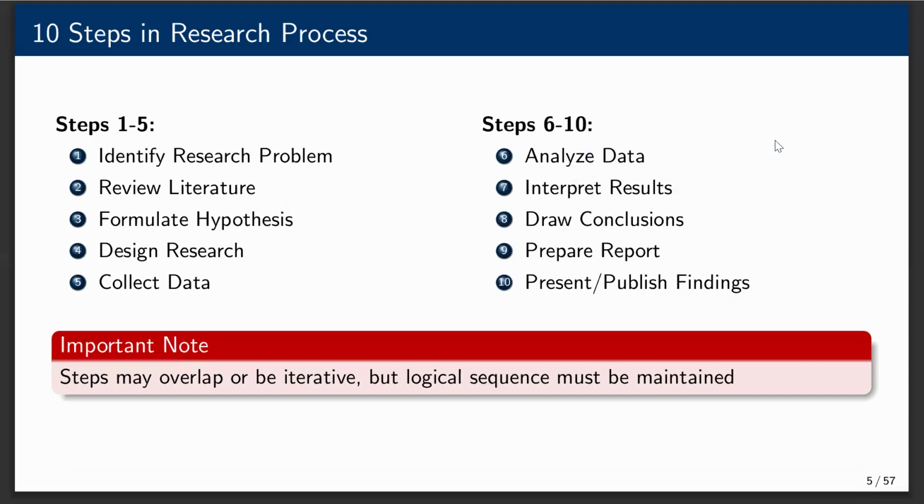Now, what are the 10 steps in research process? First, to begin with, you have to identify the research problem. Second, review of literature. Third, formulation of hypothesis. Fourth, research design. Fifth, data collection. Sixth, analyze the data. Seventh, interpret the results. Eighth, draw conclusions. Ninth, prepare report. Tenth, present and publish findings.